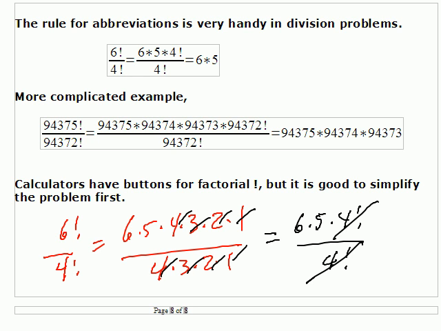Now, of course, for a problem this small, it really wouldn't matter if you counted down and then canceled versus just canceling the factorials. But if you have something, for example, like this, you don't want to count this down to 1 and then do a lot of crossing off. Instead, you would just count down to where the numerator and the denominator factorial are the same, cancel those, and then that's your answer. Again, calculators have buttons for factorials, but it's good to know what the answer sort of should be, and it's also good to simplify a problem first before going to the calculator.